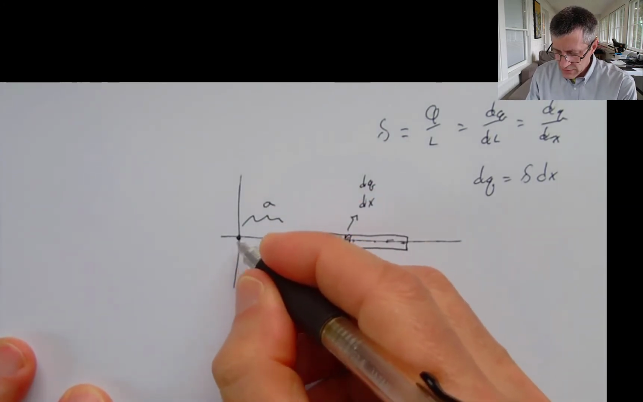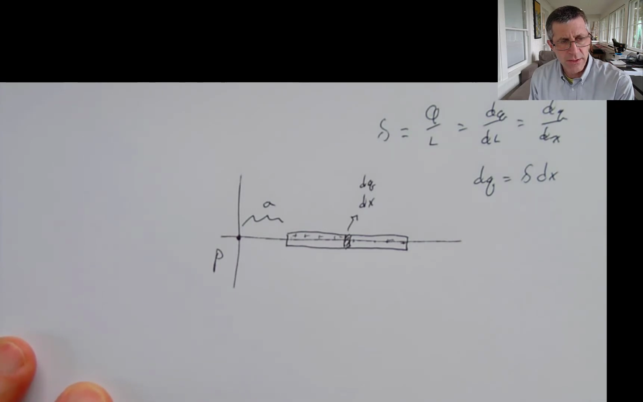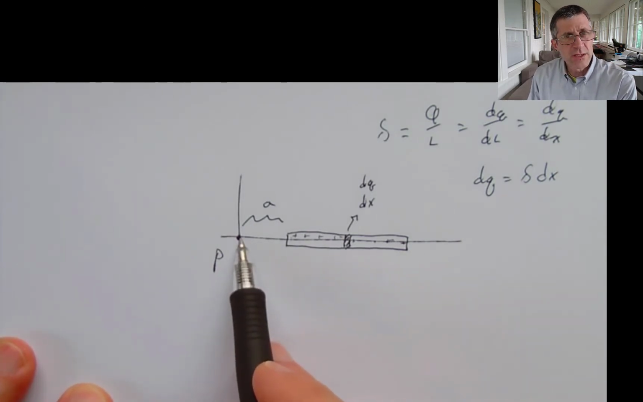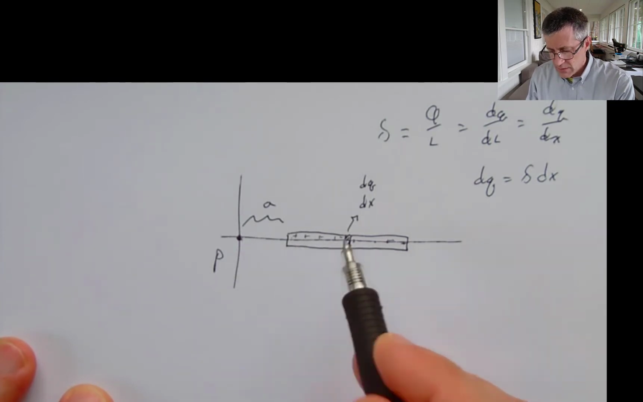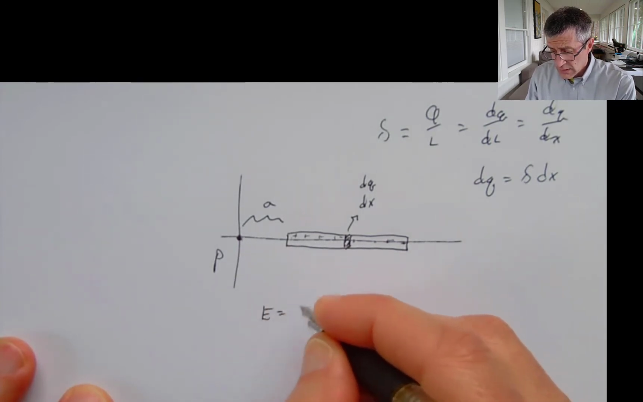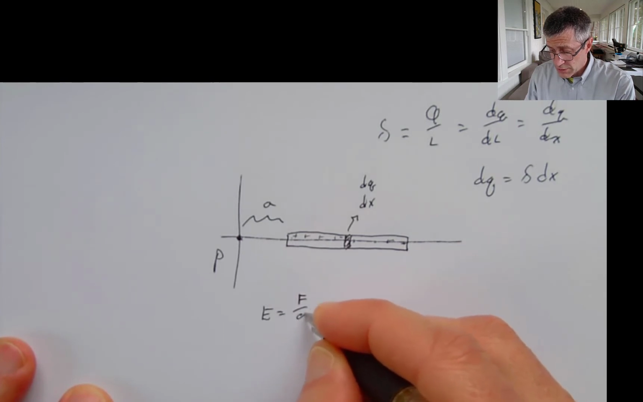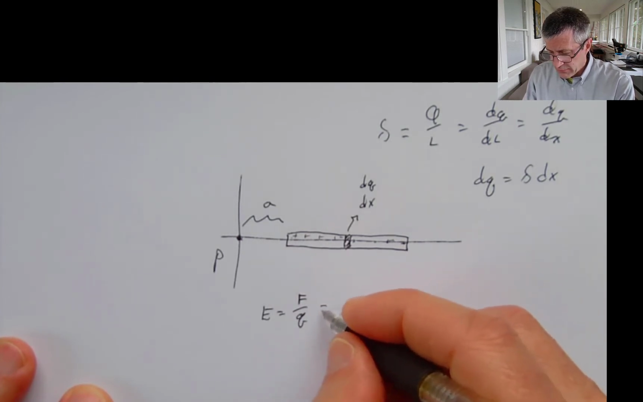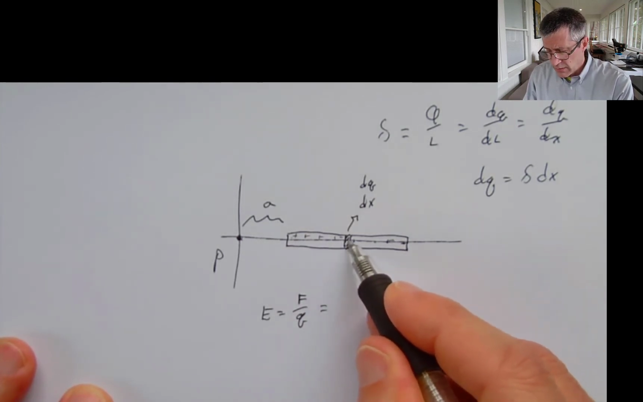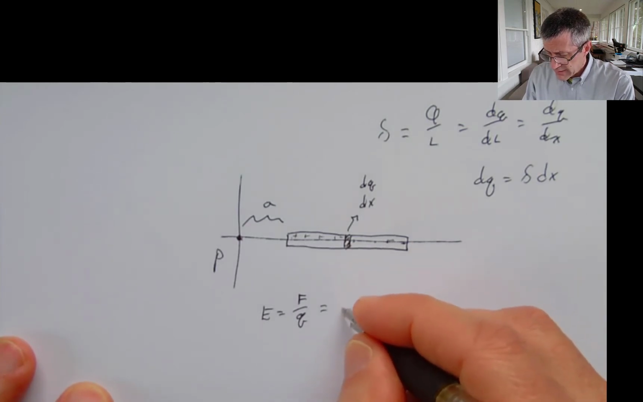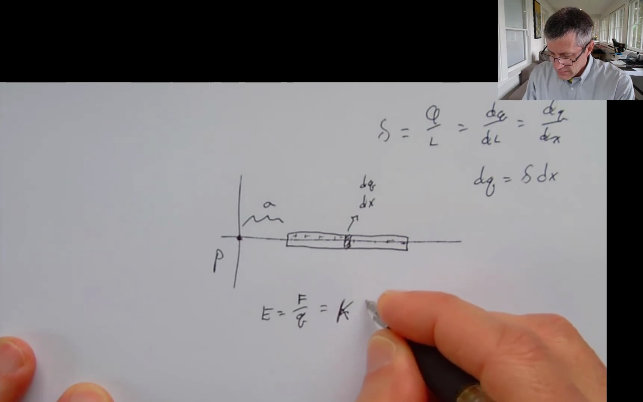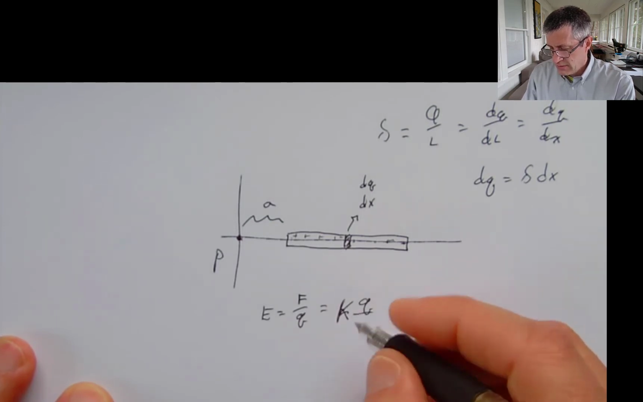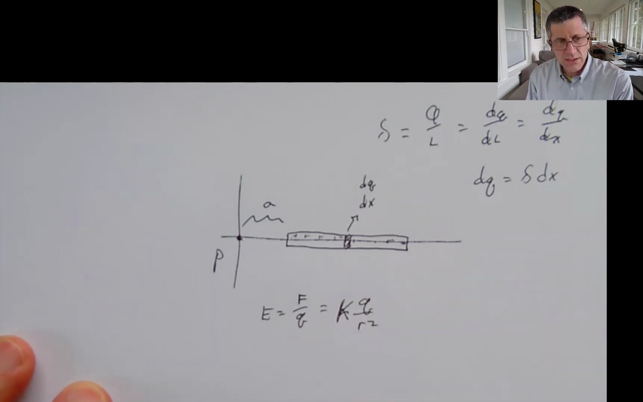So here's the point I'm interested in. I'm going to get this P as my origin. I'm interested in what's the electric field at this point, and I'm going to add up what's the electric field contribution from this? Well, remember my electric field generally is force per charge. But for a point charge, and if I make this small enough, I consider this a point charge, that small amount of charge is going to be some constant k times some small charge over the square of the distance, kQ over r squared.